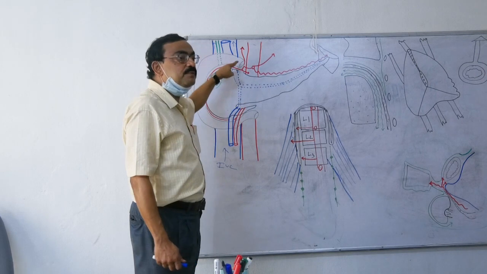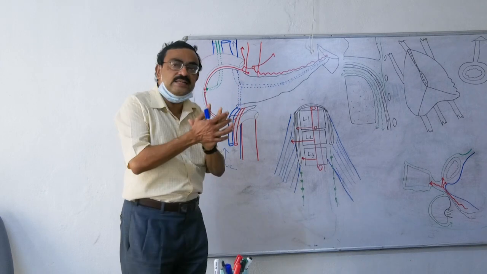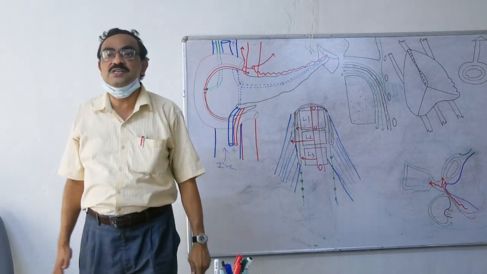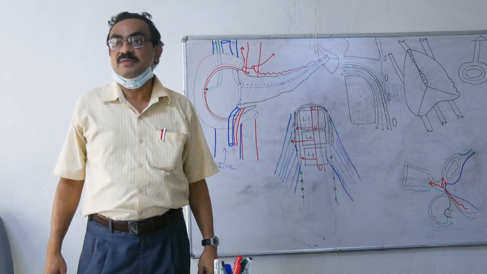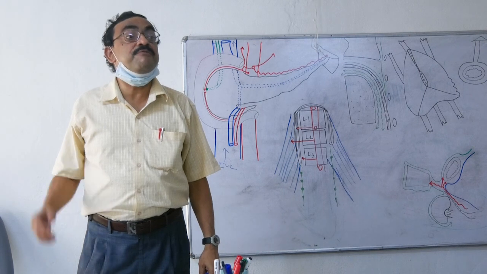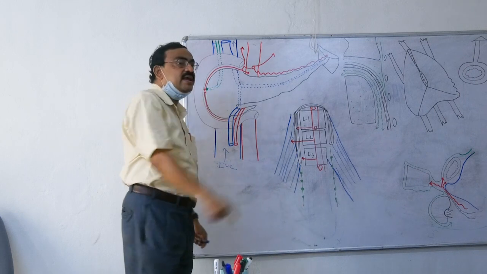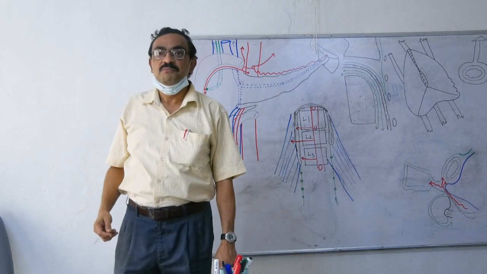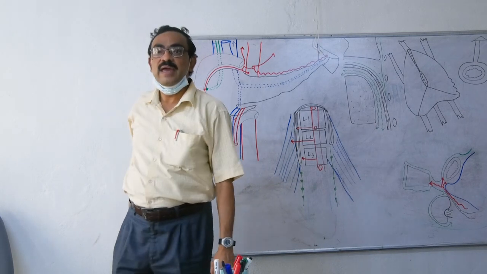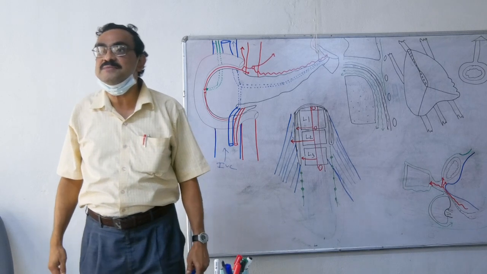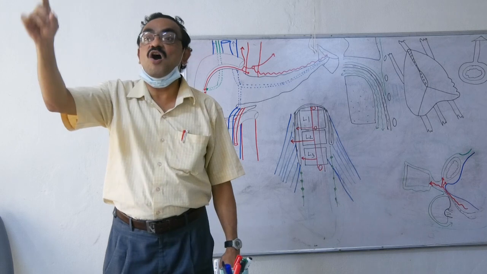Because of this fact, the portal vein or venous channel is intimately related to the posterior surface of the neck of the pancreas. It is very, very difficult to excise the head of the pancreas, when we want to excise the head of the pancreas in case of cancer of the head of the pancreas.